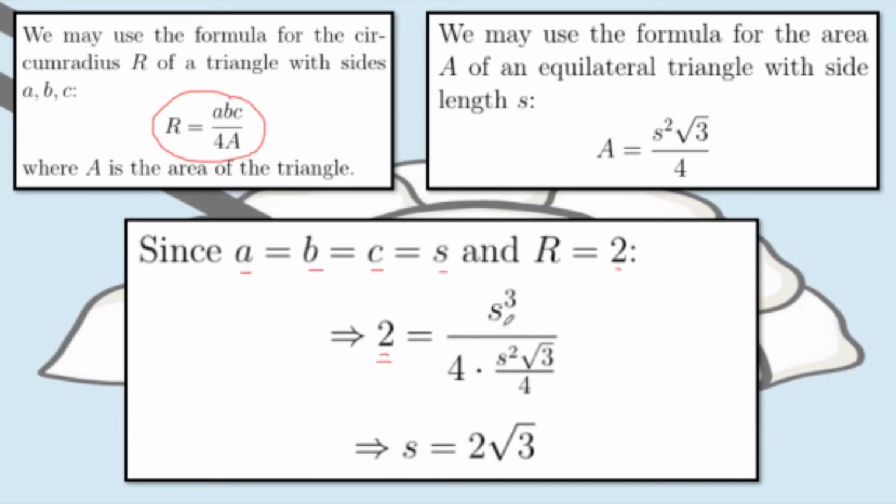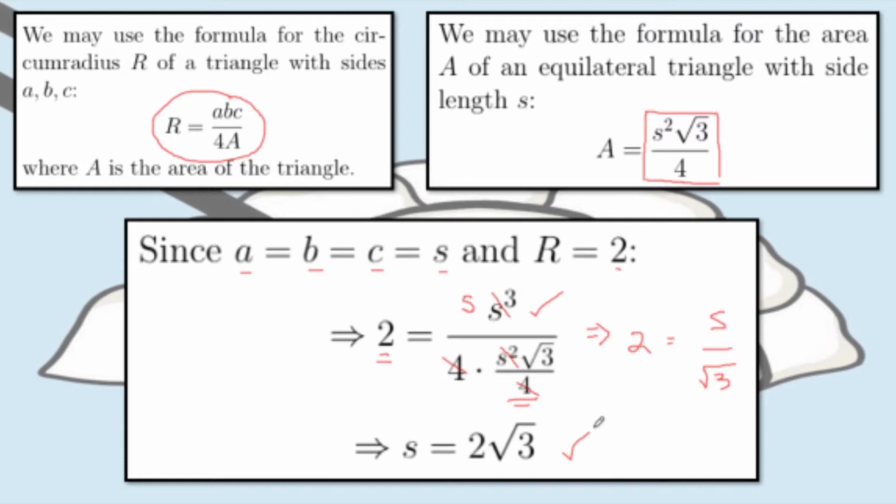Alright, so we have R equals 2, and then abc equals s cubed. Now we have 4 times the area. We simply substitute the formula for the area here, and we simply solve for s. Now the 4s here cancel. The s cubed and the s squared will cancel, leaving just s at the top. So this will actually give us 2 equals s over square root of 3. Now multiply both sides by square root of 3. We get that s equals 2 square root of 3.